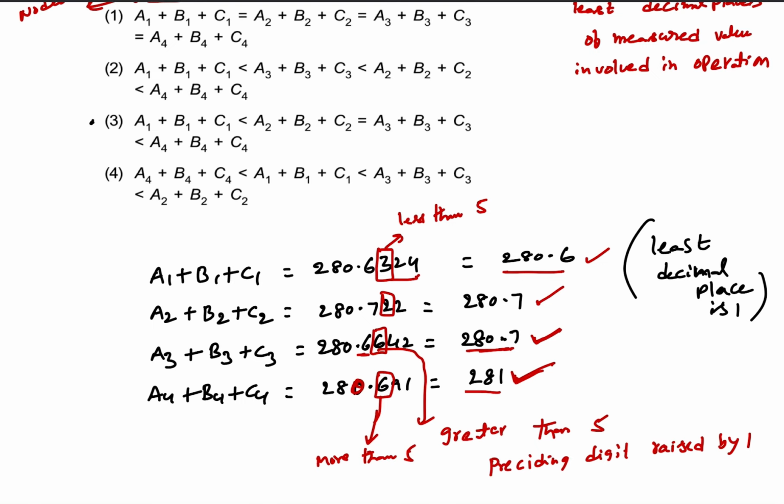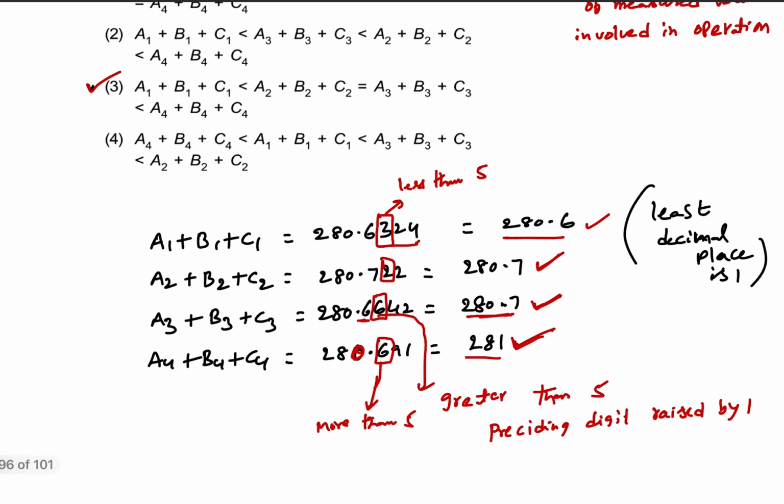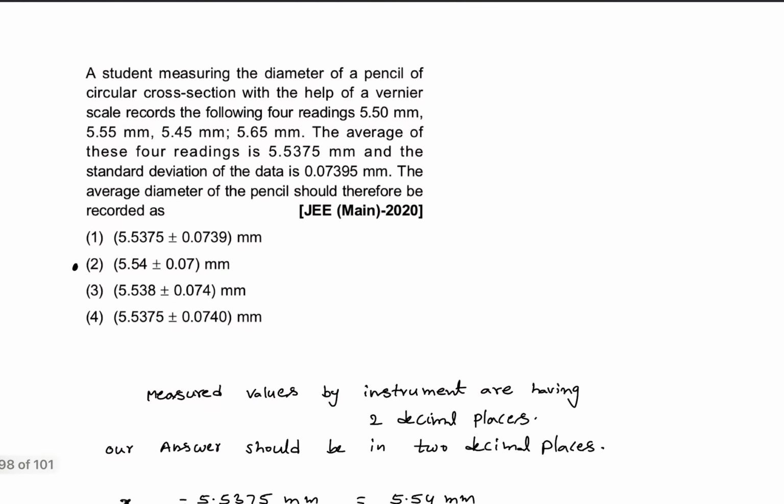If you observe these values, the last, fourth condition, A4, B4, C4, is more than the third case. Third case and second case are equal only, and the first case is the least value. You can see which of the following is correct. Third option is correct. A1 plus B1 plus C1 is less than A2 plus B2 plus C2, that is equal to A3 plus B3 plus C3, less than A4 plus B4 plus C4.